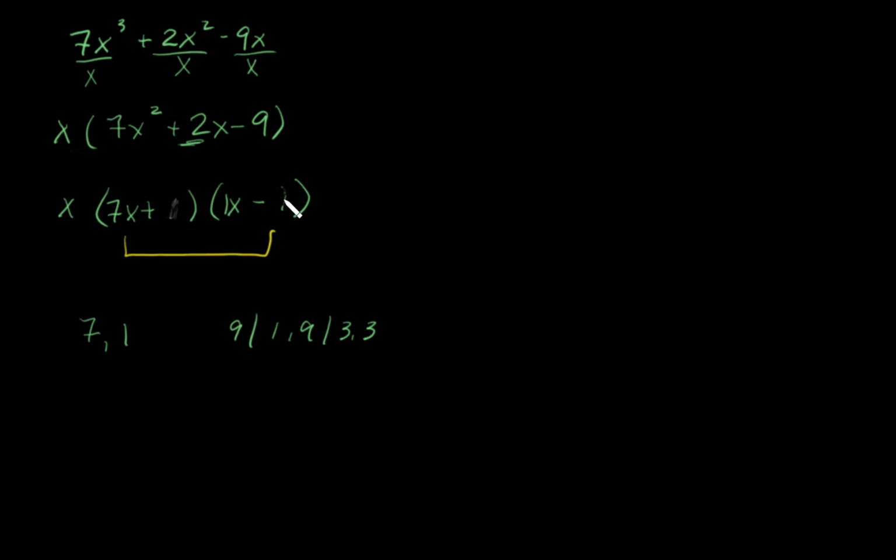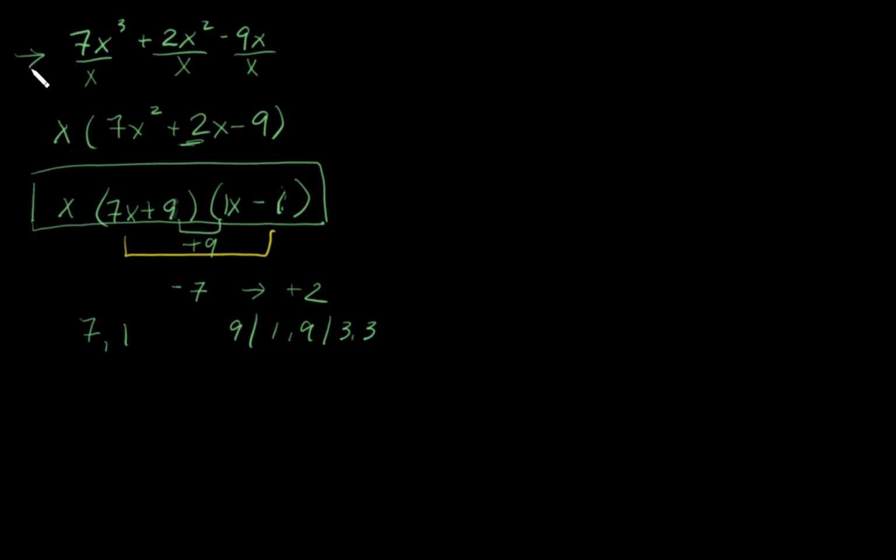If I put the 9 here and the 1 here, let's see if that checks out. We get a negative 7x and a positive 9x, and when you add them together, you get a positive 2x. Whoa, did it the first time. No, second time. But anyways, this is the completely factored form of the original problem.